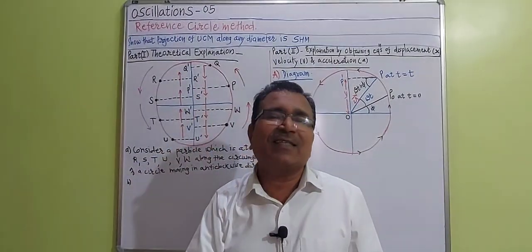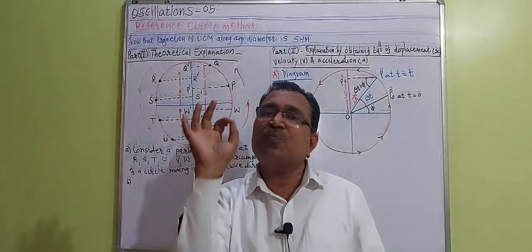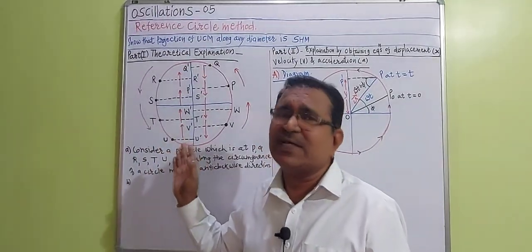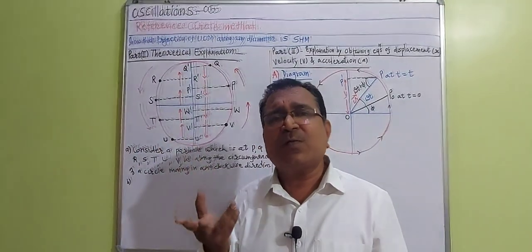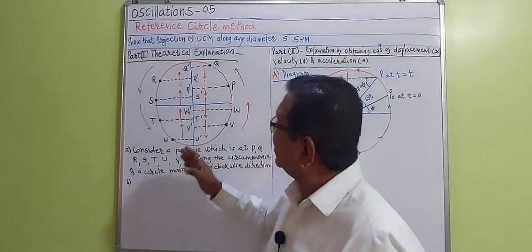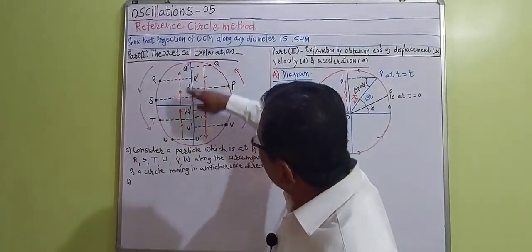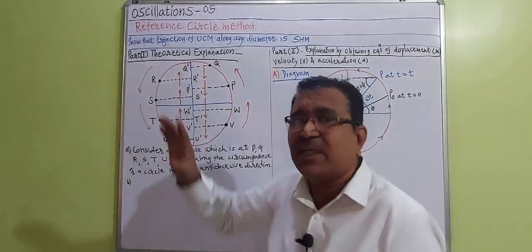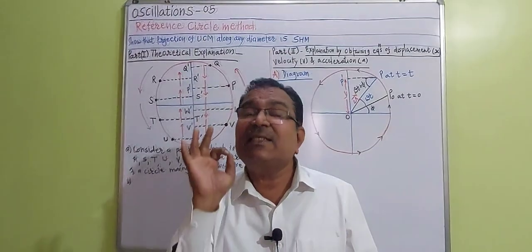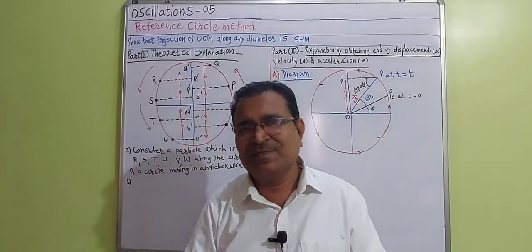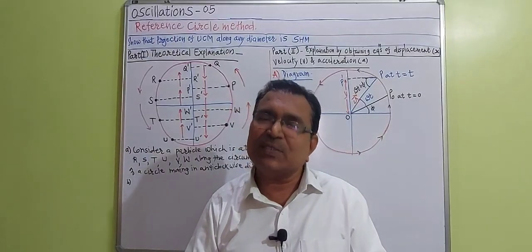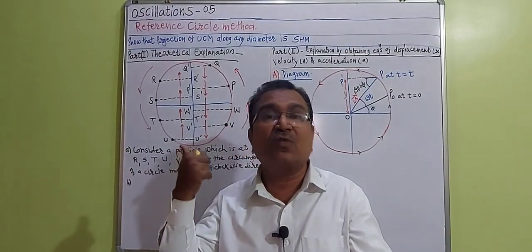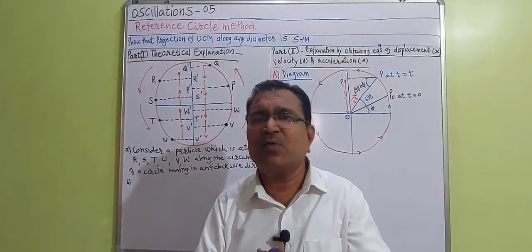It clearly indicates theoretically that the projection of uniform circular motion along any diameter, I have chosen the y-axis diameter, performs simple harmonic motion. The projection is moving in upward direction as well as downward direction, and simultaneously the particle is moving along the circumference of a circle. This clearly indicates that theoretically, the projection of UCM along any diameter, we have chosen the diameter on the y-axis, performs simple harmonic motion.